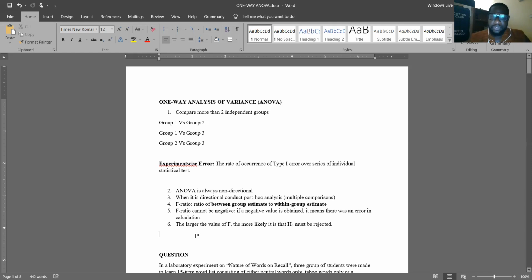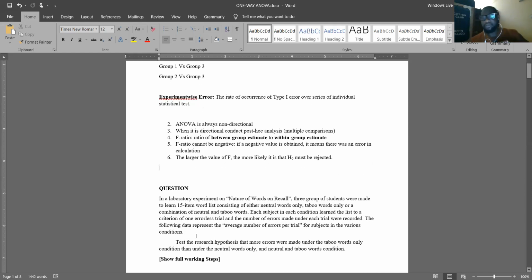So let's try and solve a typical question when it comes to ANOVA. The question that I have here, I'm reading. In a lab experiment on nature of words on recall, three groups of students were made to learn a 15-item word list consisting of either neutral words only, taboo words only, or a combination of neutral and taboo words.